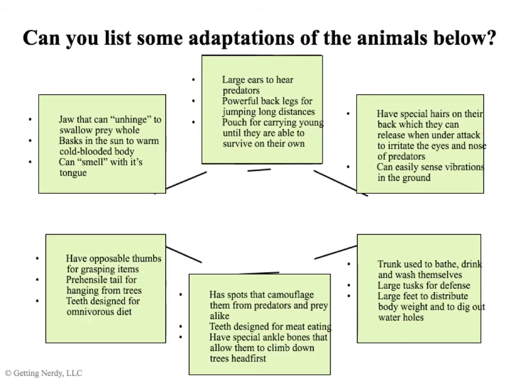And of course our monkeys have the opposable thumbs for grasping items, that prehensile tail, meaning it's going to be okay to hang from the trees and it's not going to hurt them, and teeth designed for an omnivorous diet. Remember, they eat both plant and animal matter if they are omnivorous.